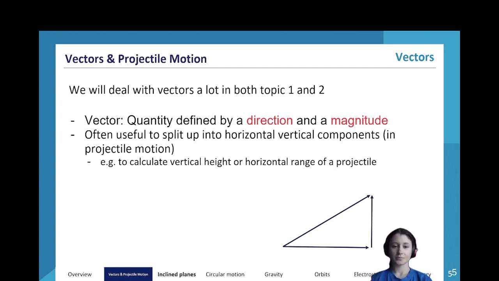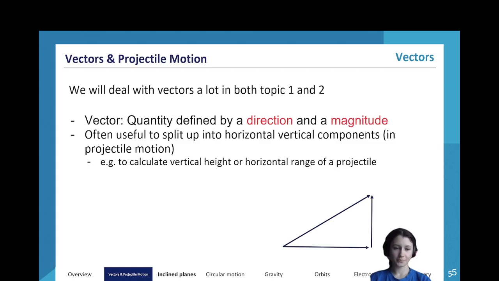So, there are a few different ways that we can represent vectors. The first way is just by writing it down, 5 meters per second to the right, or alternatively, you can also draw them as arrows. So, when you're drawing a vector as an arrow, the length of the arrow represents the magnitude of the vector, and the direction of the arrow represents the direction of the vector.